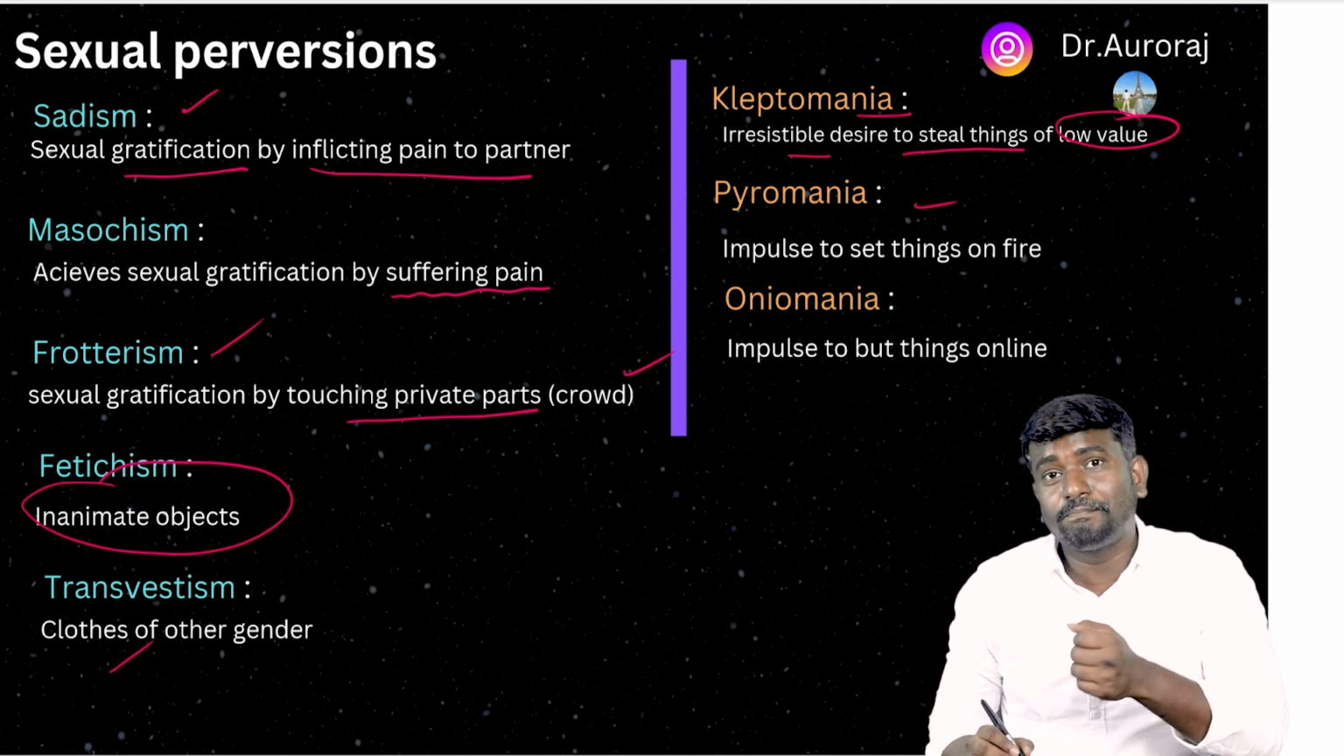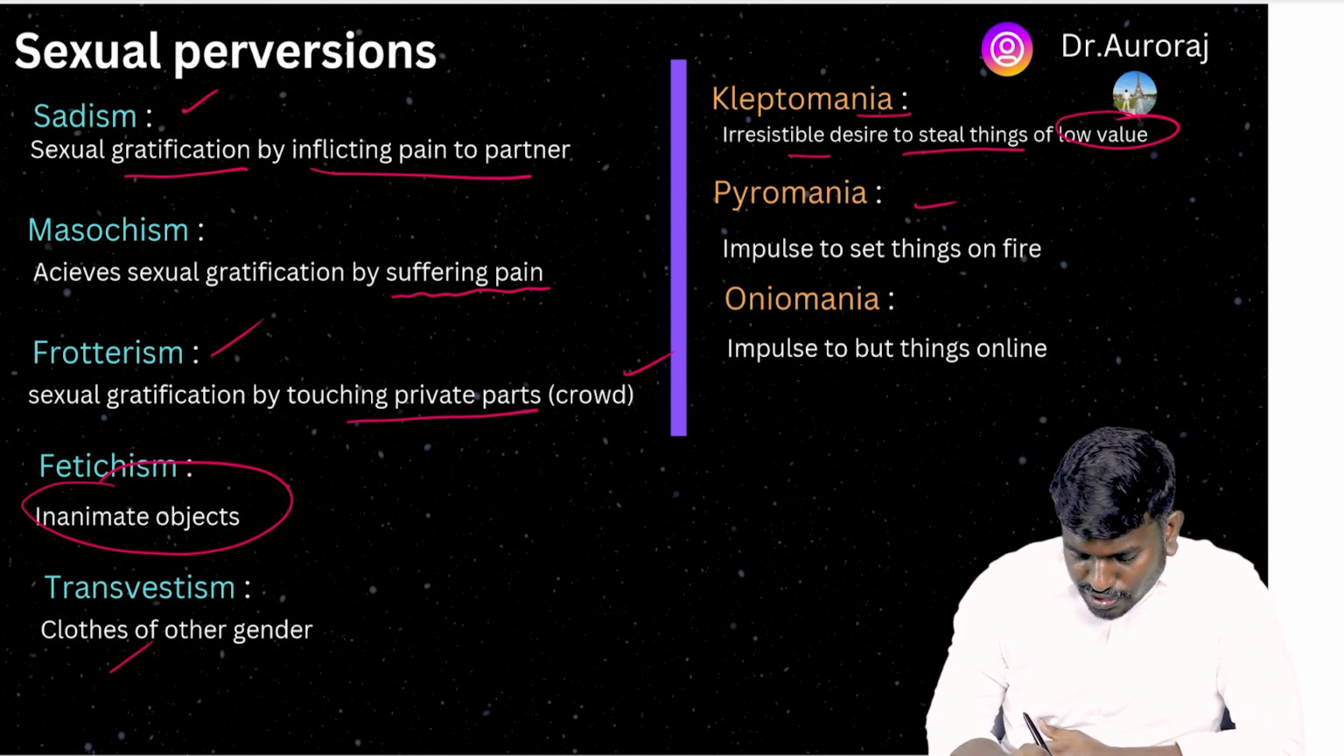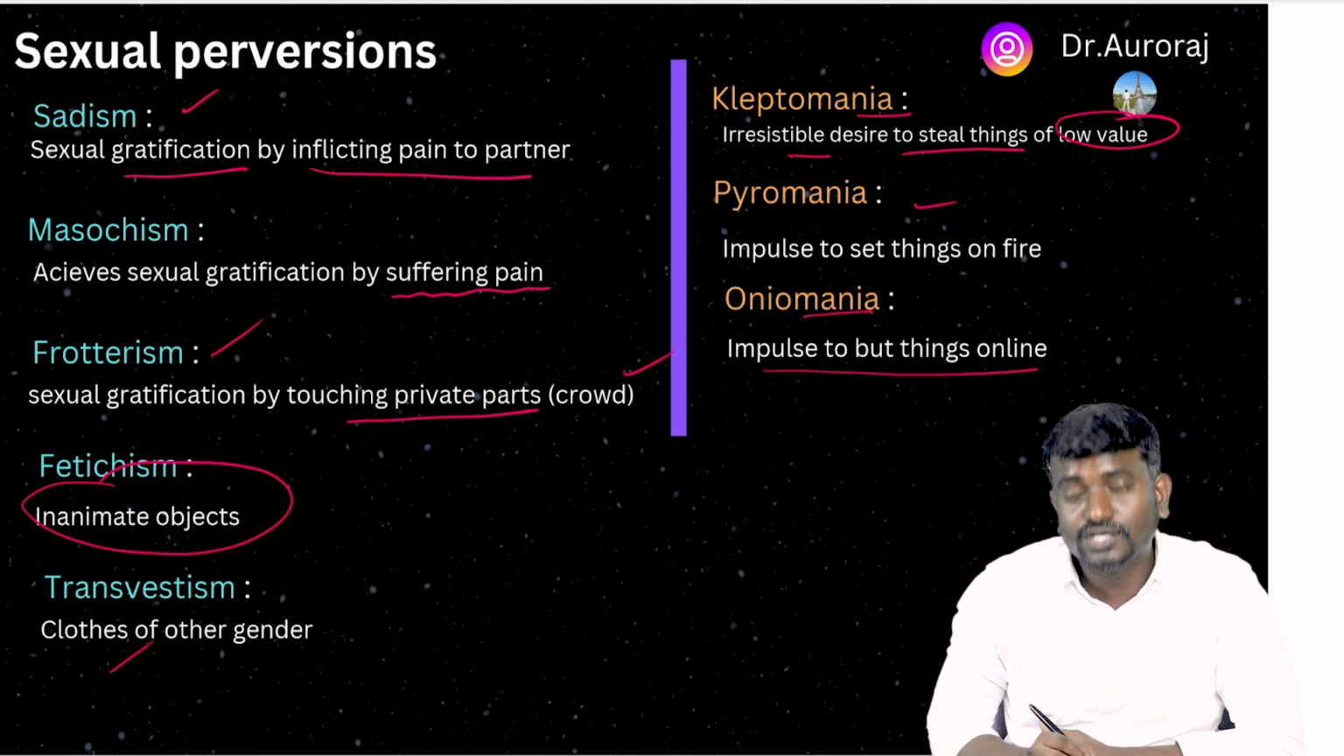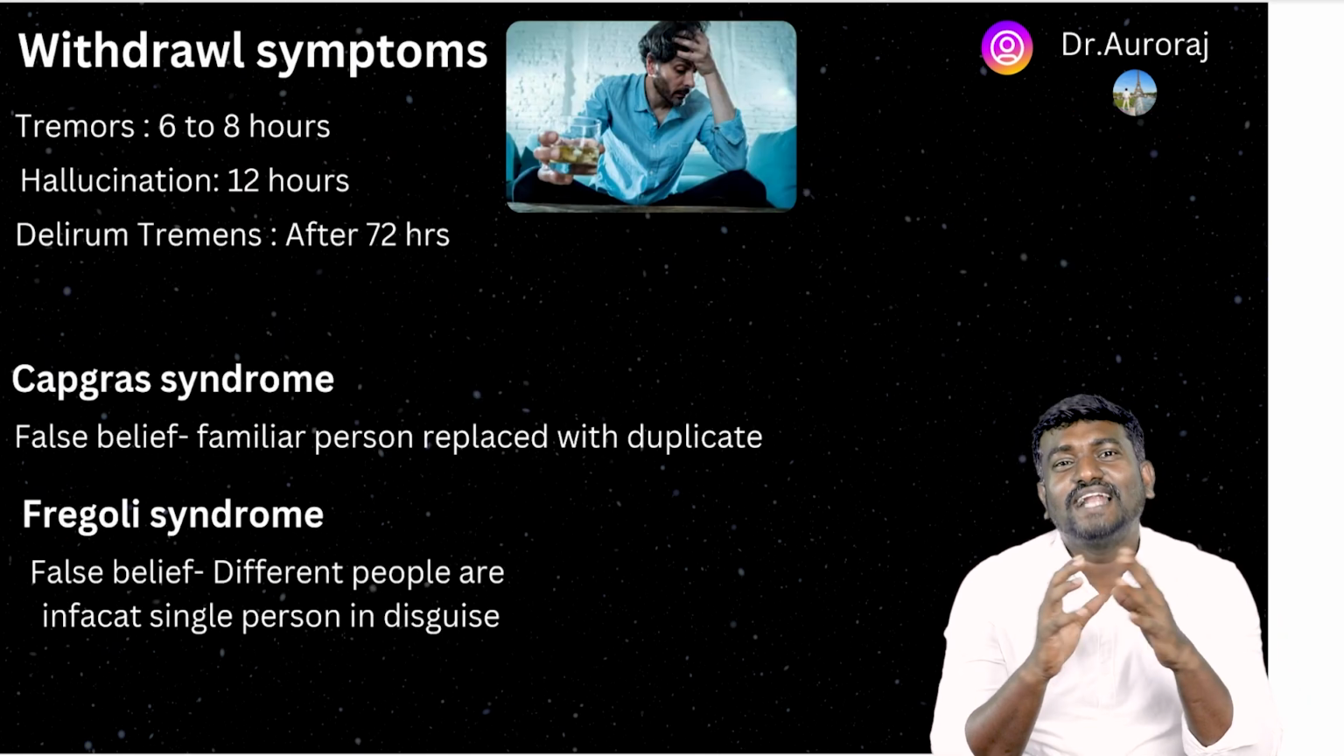Pyromania is the impulse to set fires, and oniomania is the impulse to buy things online. Good. Alcohol withdrawal syndrome.